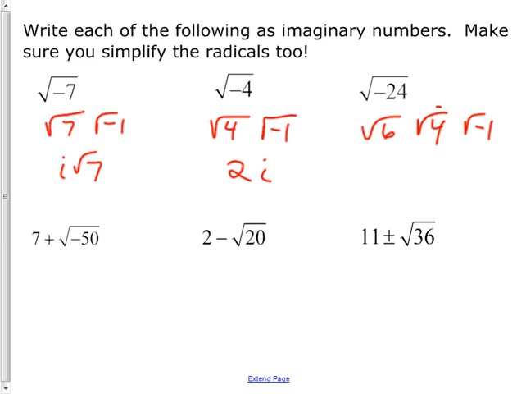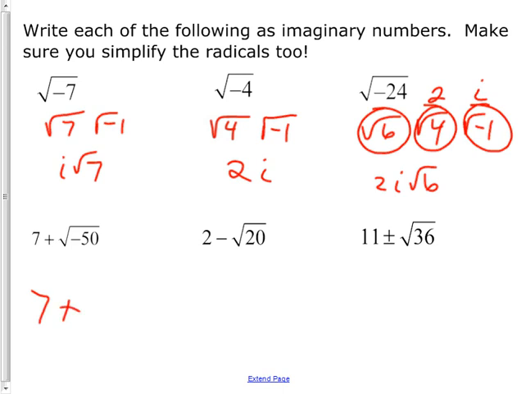So this one is 2. This one is the square root of 6. This one is i. So then it's 2i root 6. All right. Now this, all we're doing is throwing a 7 plus in front of the problem. So the answer is 7 plus whatever comes out.